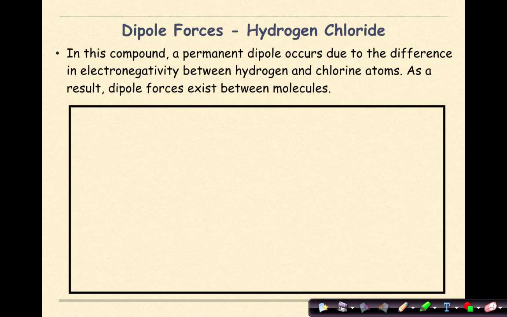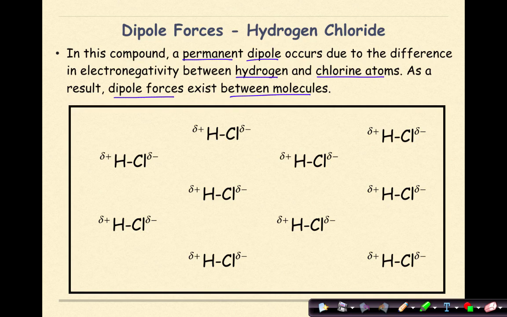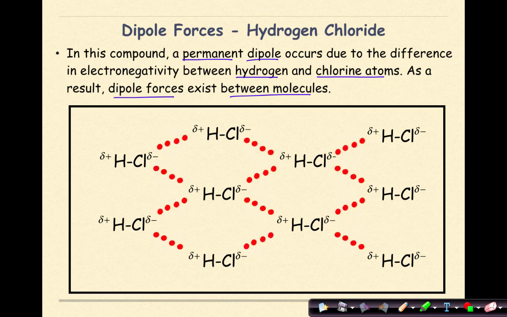Dipole forces, hydrogen chloride. In this compound, a permanent dipole occurs due to the difference in electronegativity between the hydrogen and the chlorine atoms. As a result, dipole forces exist between the molecules. So here we have some hydrogen chloride molecules. Again, the hydrogen is going to be slightly positive, the chlorine is going to be slightly negative. We can add in representations of weak intermolecular forces, these dipole forces, that are holding this hydrogen chloride together. So each of the slightly positive ends is attracted to an end of the hydrogen chloride molecule that is slightly negative.